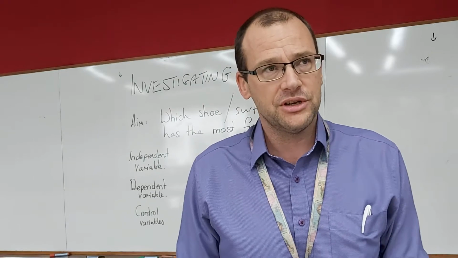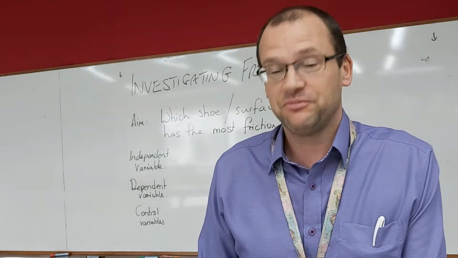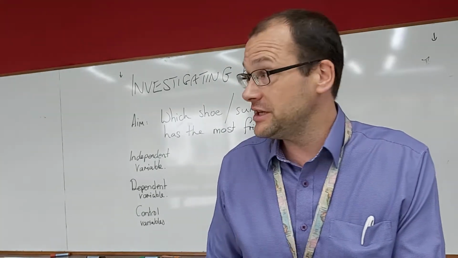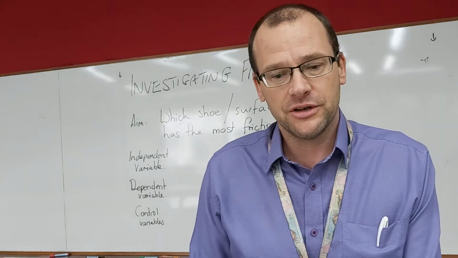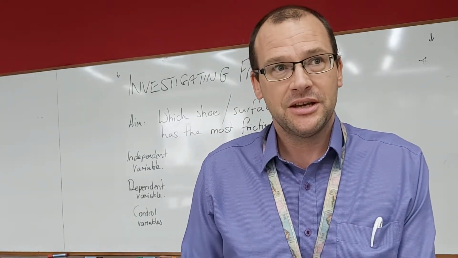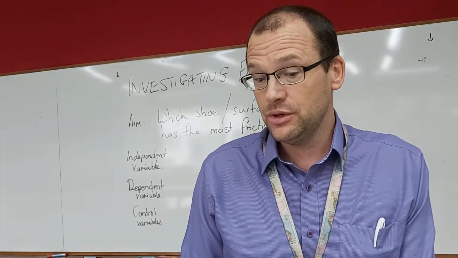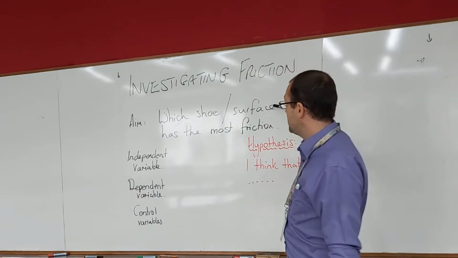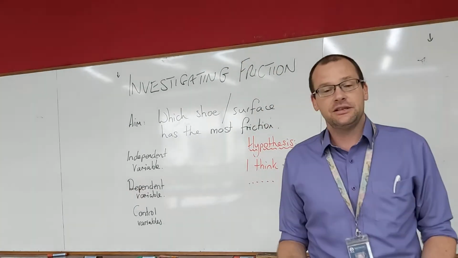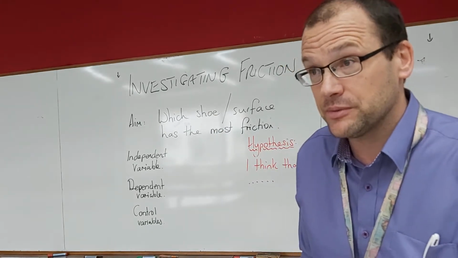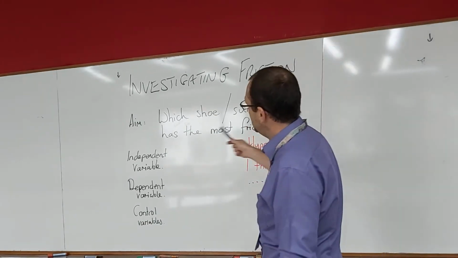So I want you to put yourself in the shoes of, pardon the pun, these manufacturers, and you're trying to produce or test the surface or shoe that has the best friction. So there's our aim, and it contains the independent and dependent variables, right? Which shoe or surface has the most friction?